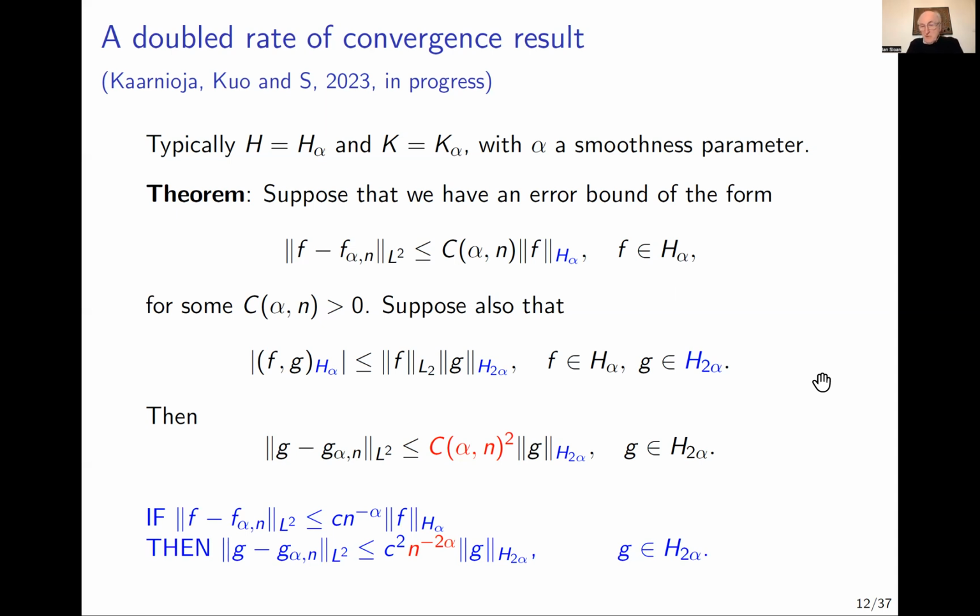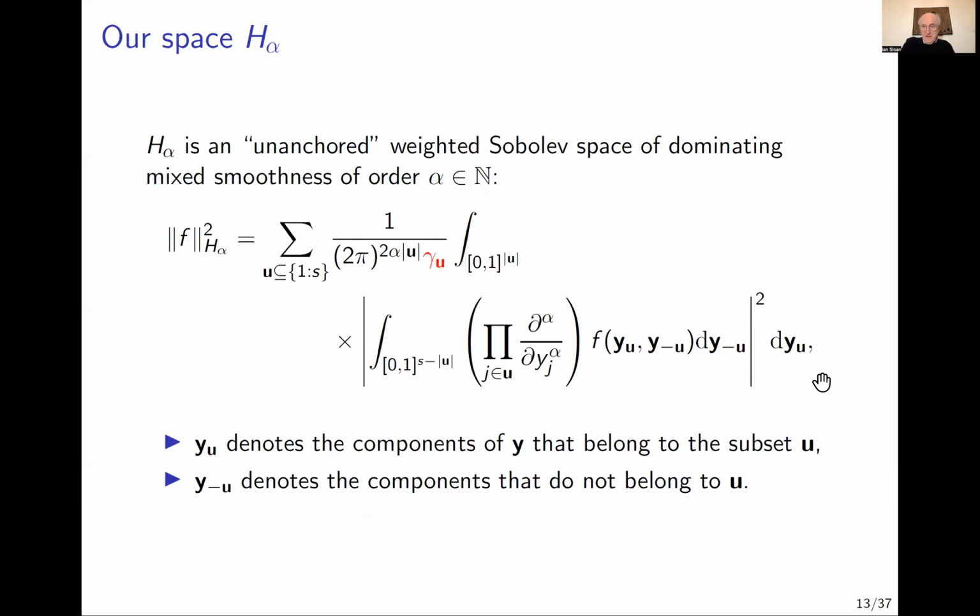And that means that if you start with a convergence rate of n to the minus alpha for all functions f, if the worst case error goes like n to the minus alpha, then for a smoother function in H2 alpha, the L2 error goes like n to the minus 2 alpha, double the rate of convergence. So this seems to be a new result and will turn out to be important for us later. I thought it useful to get it over here, and I will come back to it later.